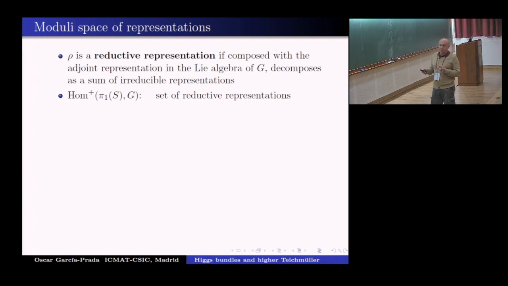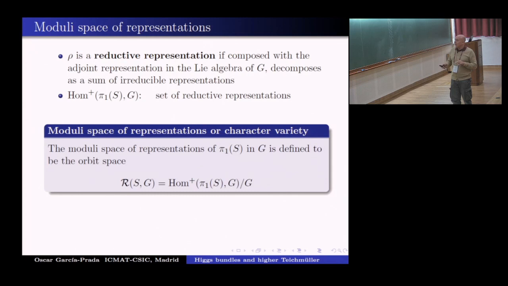post-compose the representation with the adjoint representation, then that, which is a representation in the Lie algebra of G, just decomposes as a sum of irreducible representations. So that's one definition of reductive representation. And so now you consider the set of all reductive representations that I denote by this plus here. And this is the space we're interested in studying. The moduli space of representations is the quotient of all the reductive representations modulo G, sometimes referred to as the character variety of the fundamental group in G.